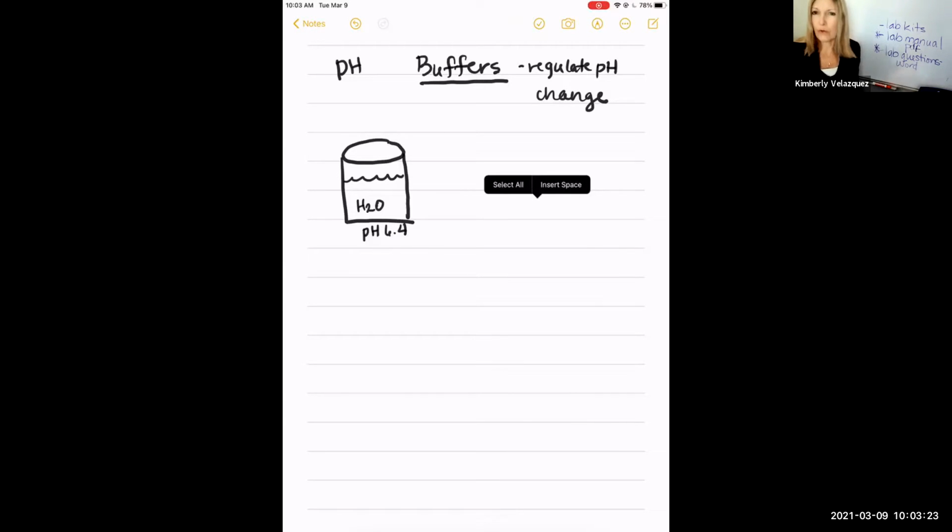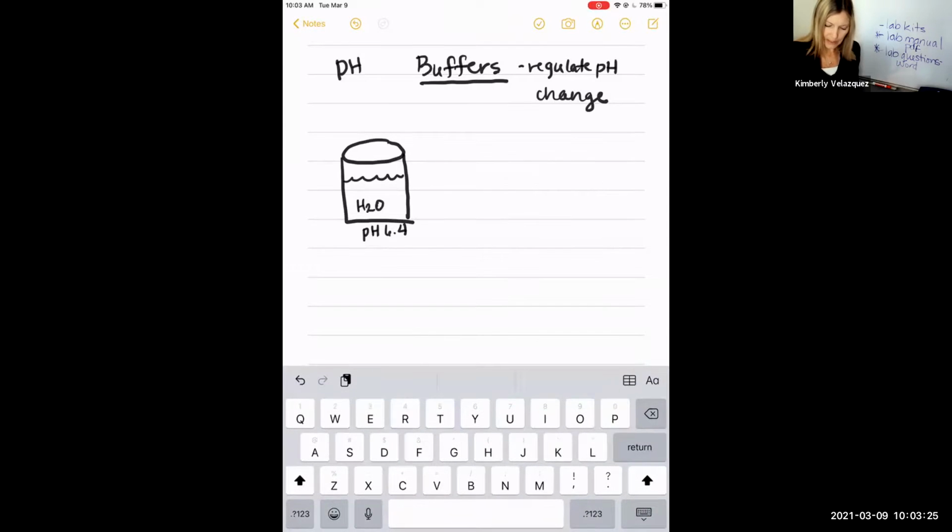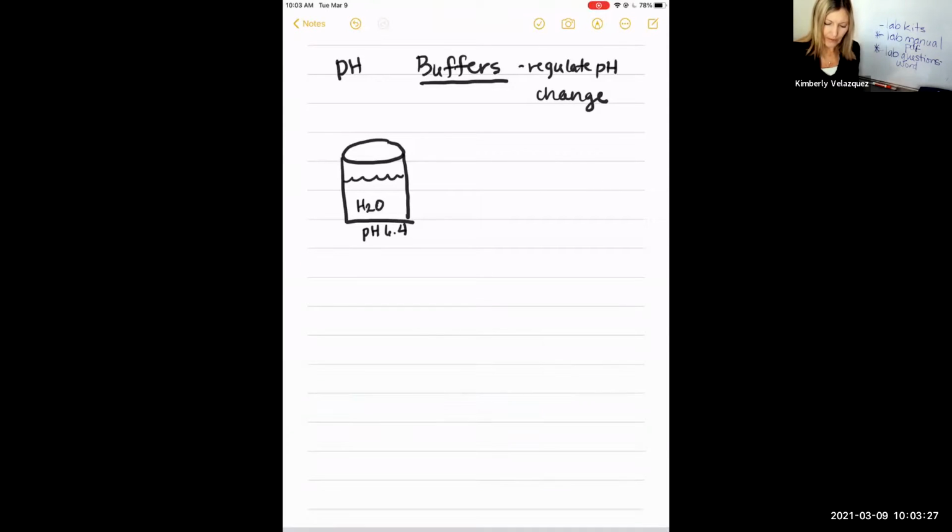And remember, the cool thing about water, the reason water is an excellent solvent is because it doesn't compete with the chemistry that's going on. If you add salt to water, it becomes salt water. If you add sugar to water, it becomes sugar water. If you add acid to water, it becomes acid water. If you add base to water, it becomes base water.